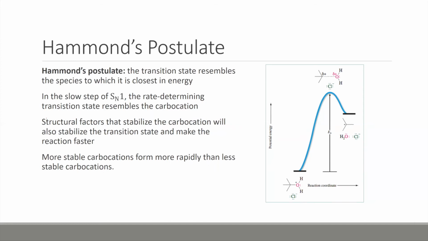This part right here is the key in what we just said. Any structural factor that stabilizes the carbocation stabilizes the transition state, because the transition state, the part in which it's still kind of reacting, looks like the carbocation, which is what it will result in once the water leaves. And so by stabilizing this part of it, we're more likely to make this faster. So more stable carbocations form rapidly than less stable carbocations.